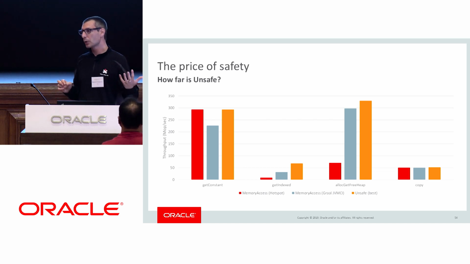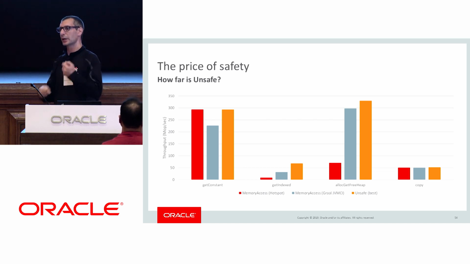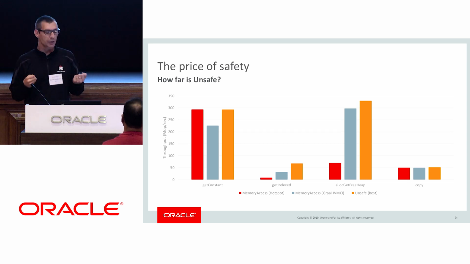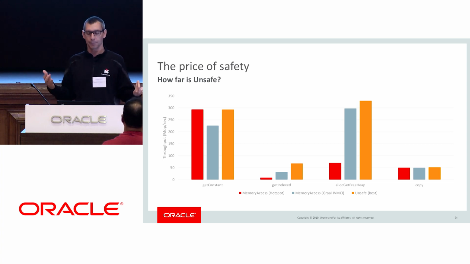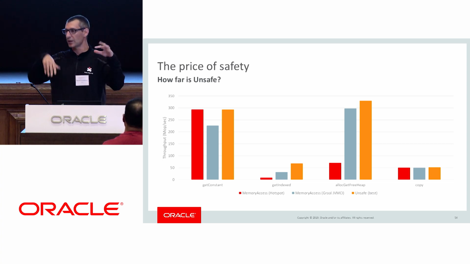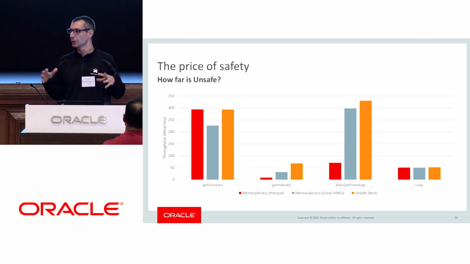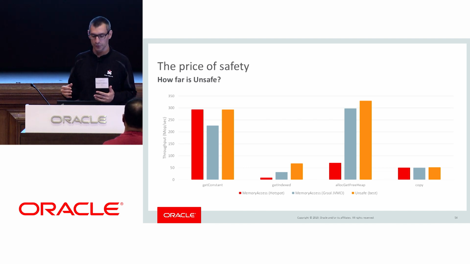So in the first example, what we are trying to do is a get operation on a constant address. And as you can see, performance of the memory access API and the Unsafe API is really the same. So HotSpot is really good, and also Graal is really good at optimizing this down to the same list of machine instructions.